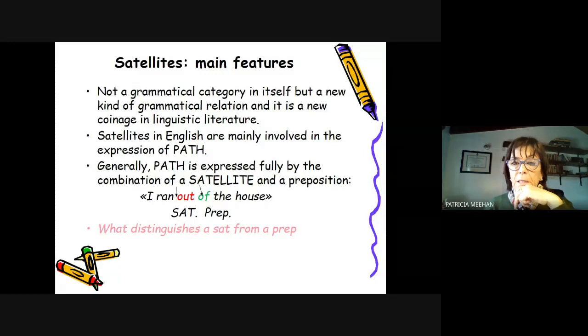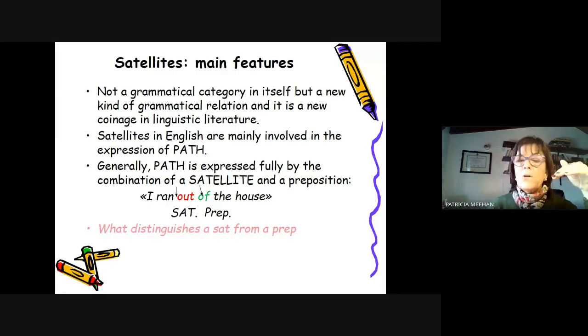Generally, path is expressed fully, and this is what I wanted to explain about English, the combination of a satellite and a preposition. So if I say, I ran out of the house, it would be ungrammatical to say, I ran out the house, wouldn't it? Why is it that I cannot say, I ran out the house? Because out is a satellite that exists in sister relationship with the verb root. And together they form the what?